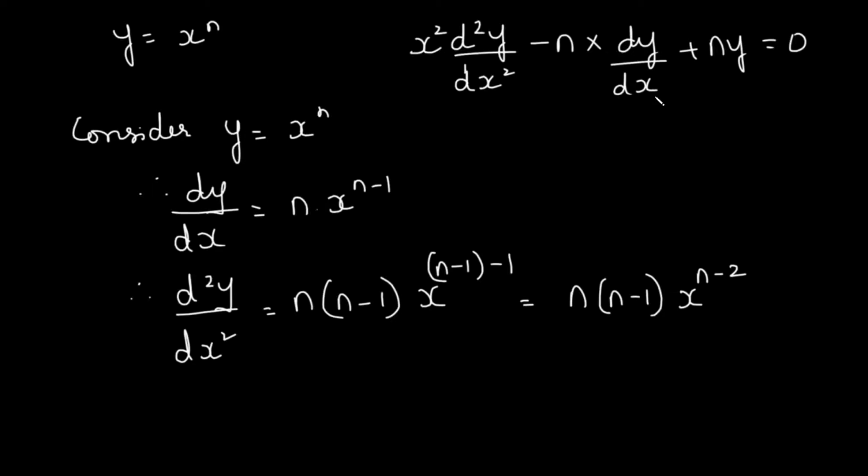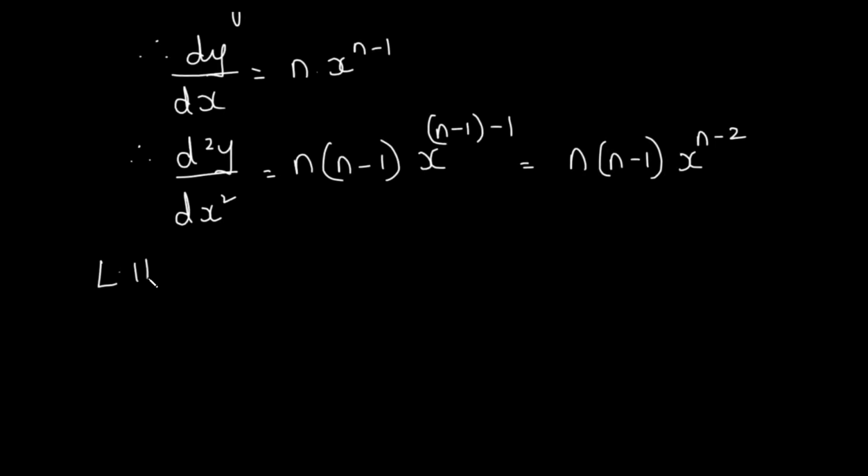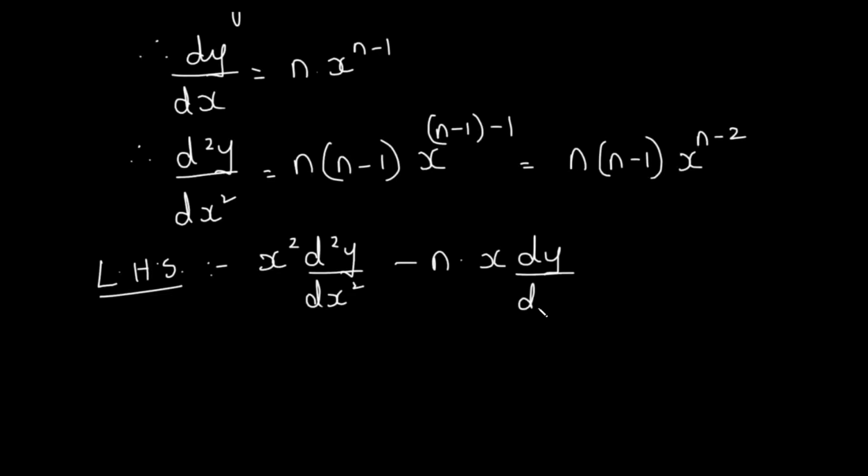Now we take the LHS of the differential equation. The LHS is this one of the differential equation. So we take this and write it over here. So LHS, which is x square d2y by dx2 minus n into x dy by dx plus ny. Let us see whether LHS comes out to be equal to RHS, that is 0 or what.